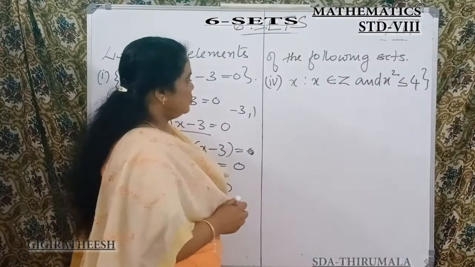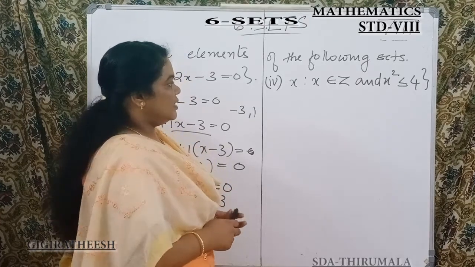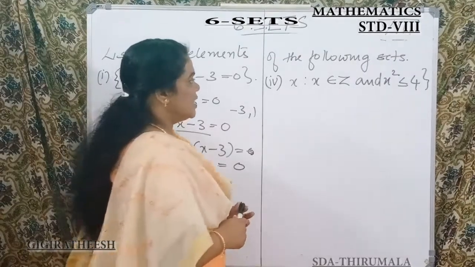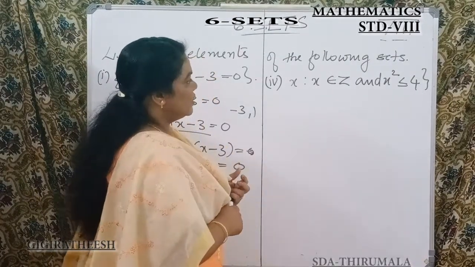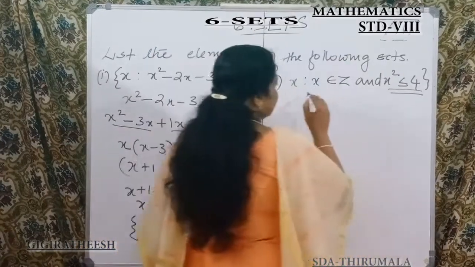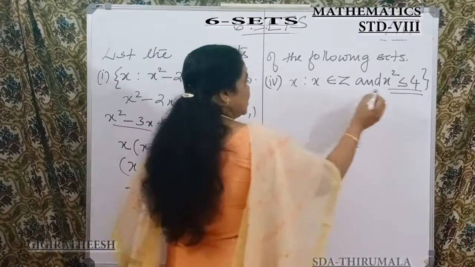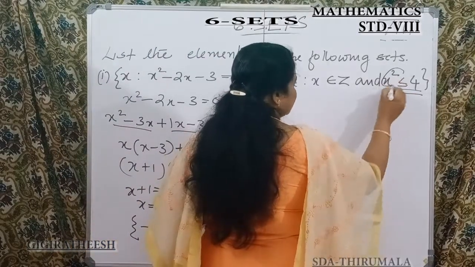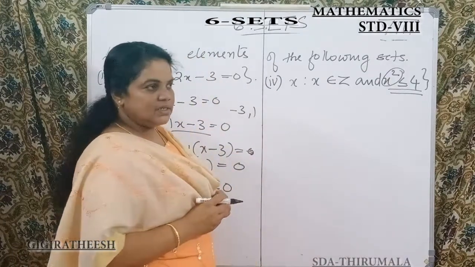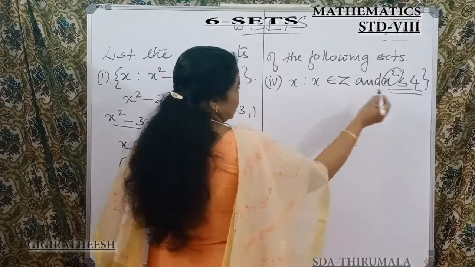The fourth question is: x such that x is an element of the set of integers and x square is less than or equal to 4. And what is it? x square is less than or equal to 4, where x is an element of integers. How can we take this? In which integers can we take the squares?